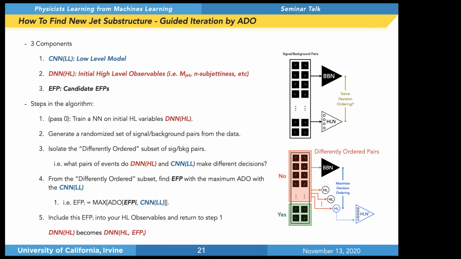And this new EFP that makes the same choices as the low level, we want to include that as a new high level, and then retrain our high level, including that EFP. And so once we go through the algorithm a second time, now you've included a new EFP that fills in that information, and you can ask the question again, well, now with the high level and this new EFP, where does the high level and the low level make different choices? And you iterate this process over and over until you've filled the gap, essentially.